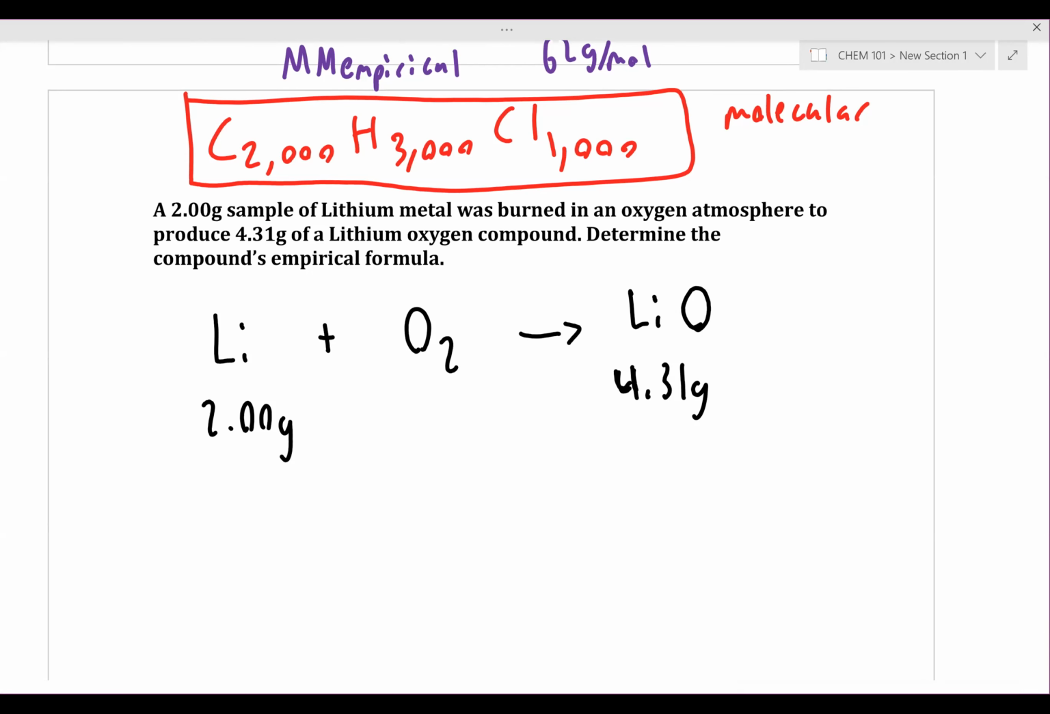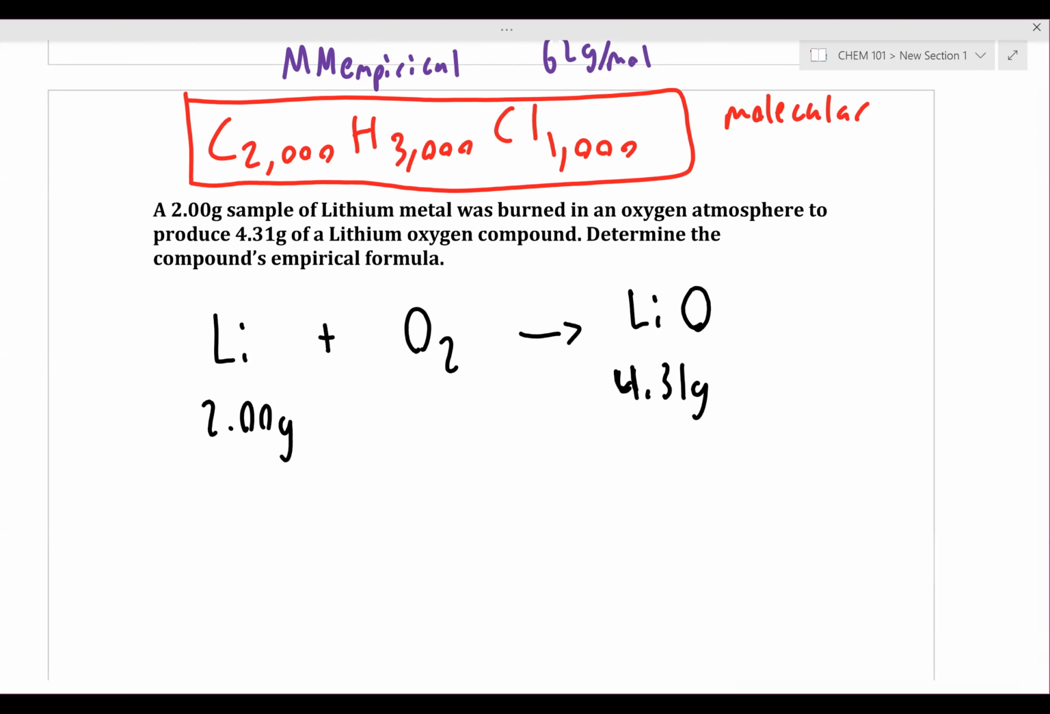Now, there are many ways to go about this problem. If you are familiar with charge rules, you can even just predict the formula outright. However, you may not always be able to predict the formula just from the element identity. If this was a transition metal, you wouldn't be able to use that trick. So let's think through how we are able to go from the mass of reactant and the mass of product and determine the empirical formula.